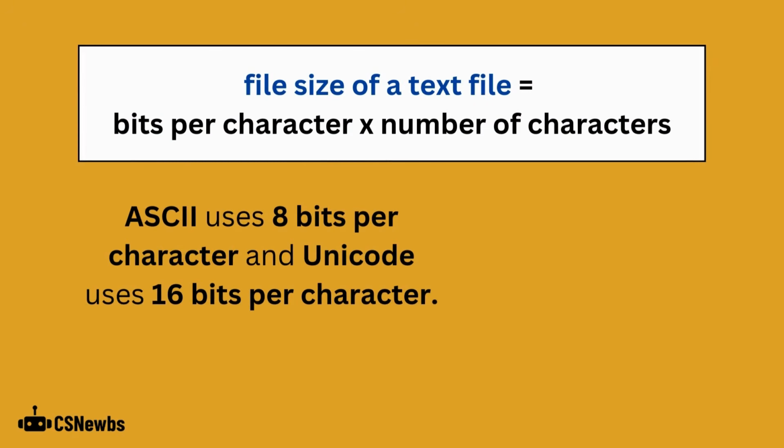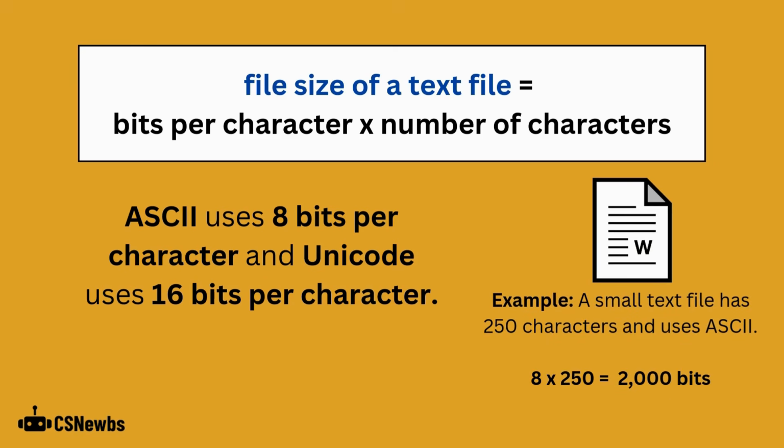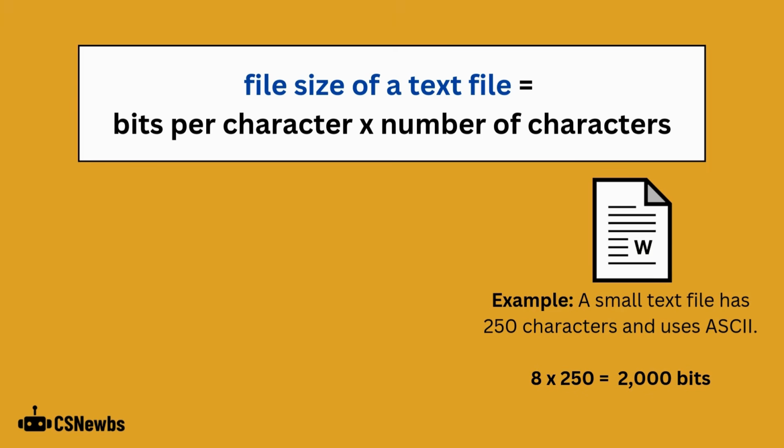The file size of a text file is calculated by multiplying the bits per character by the number of characters. As a reminder, ASCII uses 8 bits per character and Unicode uses 16 bits per character. As an example, let's say a small text file has 250 characters and uses the ASCII character set. You would do 8 multiplied by 250 to give you 2000 bits.